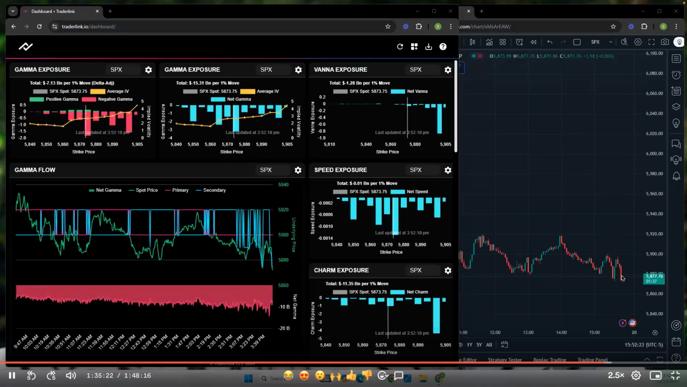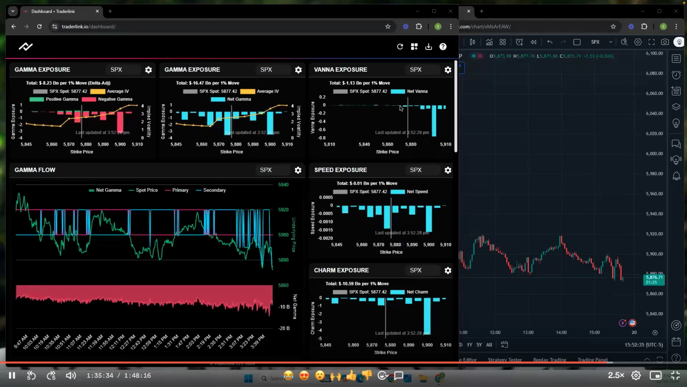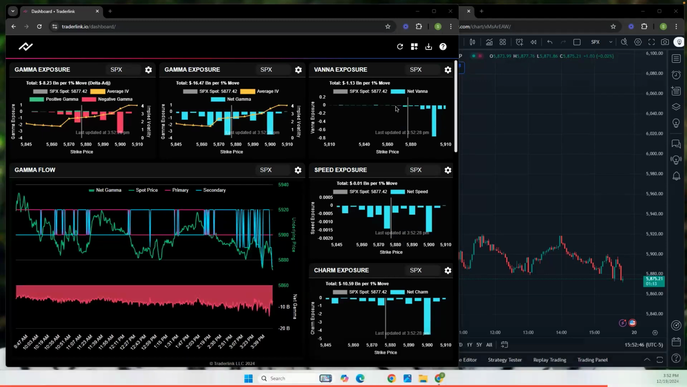It's not like a huge break. I was expecting more of a break, but we are running out of time. So I don't really know how much deeper it's gonna go at this point. So you can take off the trade here.